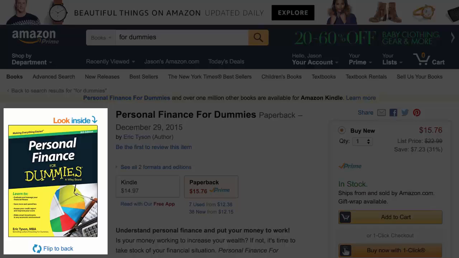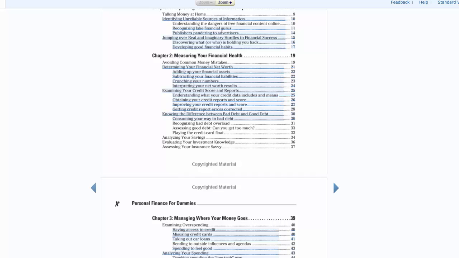And then if we actually click on Look Inside Personal Finance for Dummies, we get these incredible in-depth chapters. The first thing they do is break it down into parts, by the way. Part 1, 2, 3, 4, 5, and so on. And then each part is broken down into chapters. And then each chapter is broken down with some very, very specific subpoints.